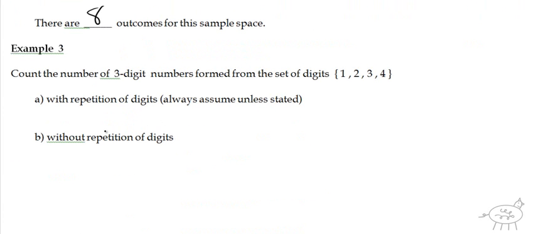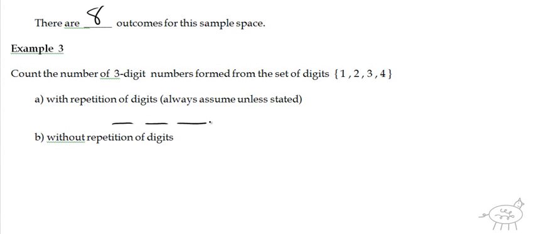Okay, example 3: count the number of 3-digit numbers formed from the set of digits 1, 2, 3, 4 with repetition. Now we're going to start talking about that, math fans. We're going to say with repetition. That means I can repeat something. So in other words, if I count the number of 3-digit numbers formed, what I'm going to do is put 3 slots. It's a 3-digit number.